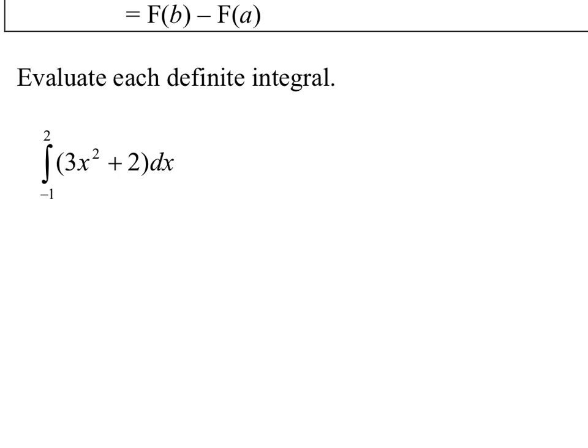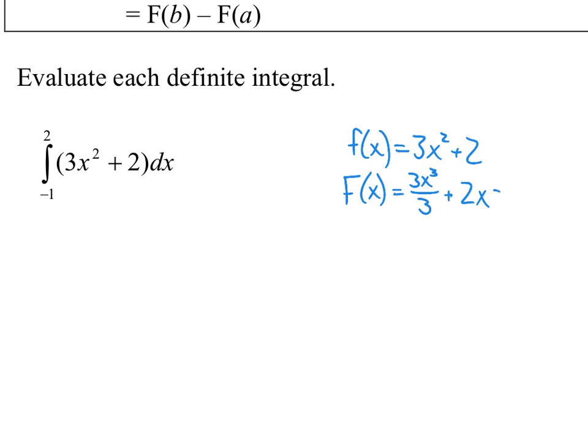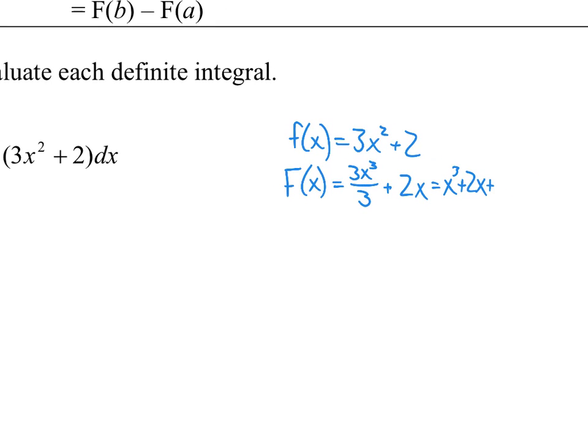Alright, first of all, I'm going to show more work than I typically would for the first example or two here, but I want you to make the connection with the notation. So here the function that we're dealing with is this quadratic, 3x squared plus 2. Okay? So what is the antiderivative? 3x cubed over 3 plus 2x. Alright, and that just simplifies to x cubed plus 2x, plus c. Okay? Plus the c.